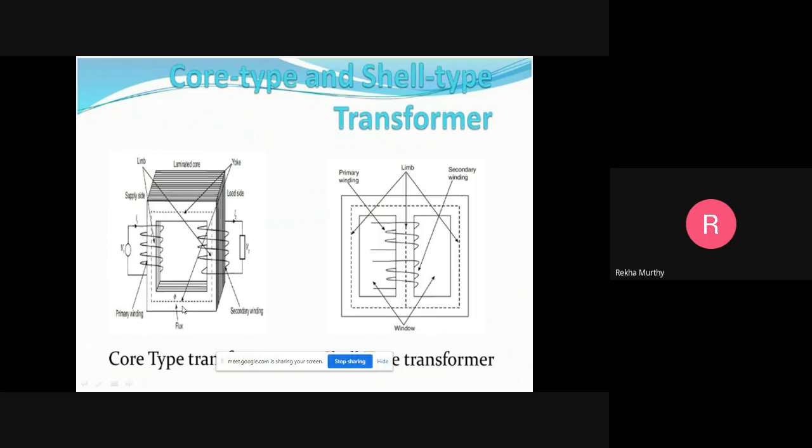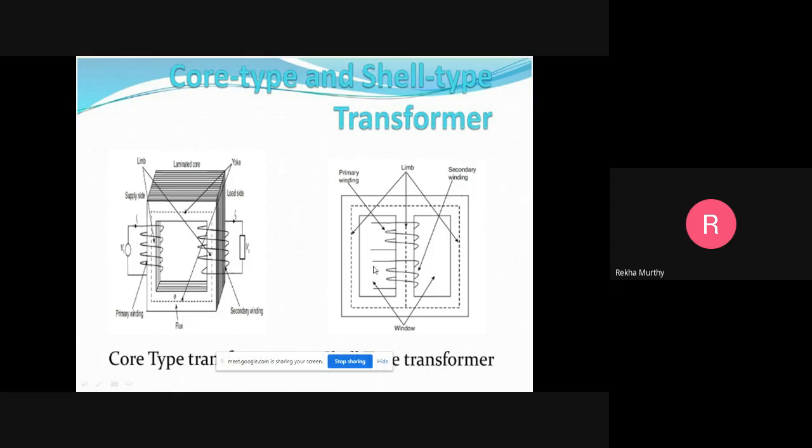This transformer, you can see, will consist of limbs. So this we call a limb part. And this part, the horizontal portion of the core, is called a yoke, and the vertical portion of the core is called the limbs. Make sure that here you will find one window.